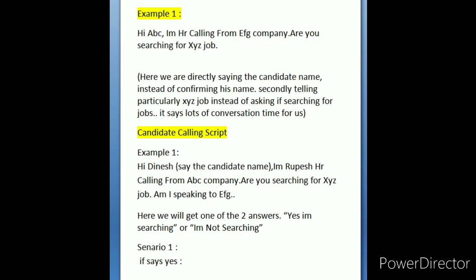So let's start. Example one: "Hi Dinesh," say the candidate's name. "I'm Rupesh, HR calling from ABC company. Are you searching for digital marketing jobs?" Don't say "Am I speaking to Dinesh?" Here we'll get one of two answers. First, yes, I am searching, or the candidate will say I am not searching. So let us see what happens if he says yes, I am searching for jobs.